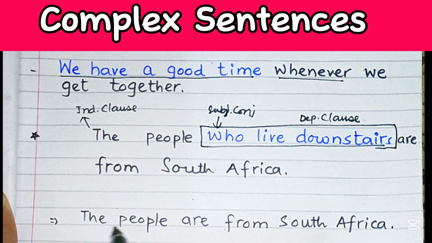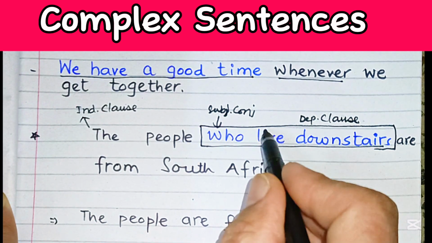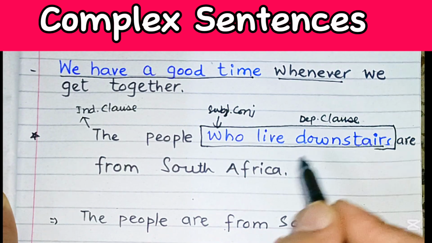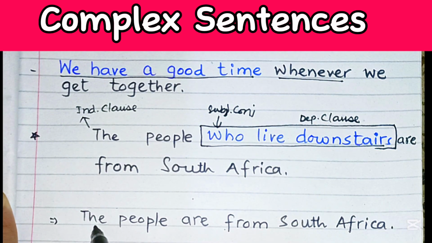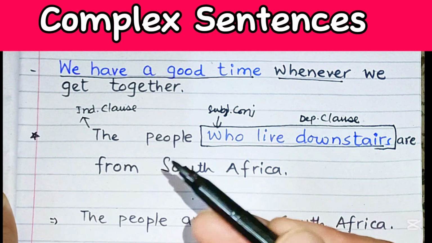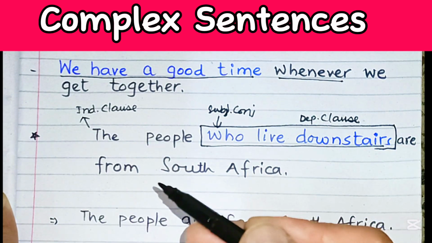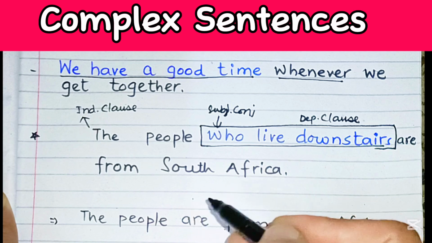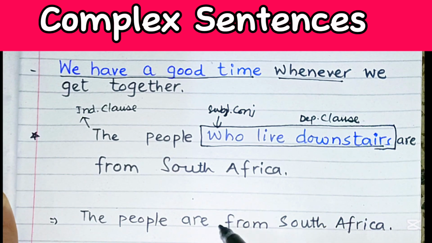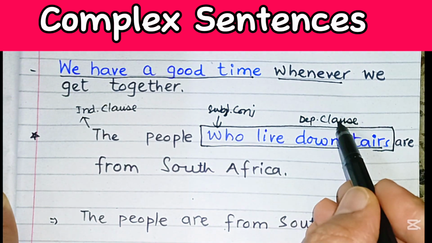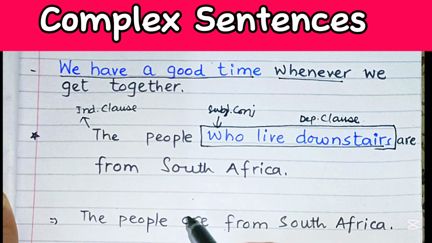If we write "the people are from South Africa" and remove "who live downstairs", then there will be some questions: the people are from South Africa, which people, where are they living? We don't know much about these people. That's why the dependent clause clarifies so many questions.